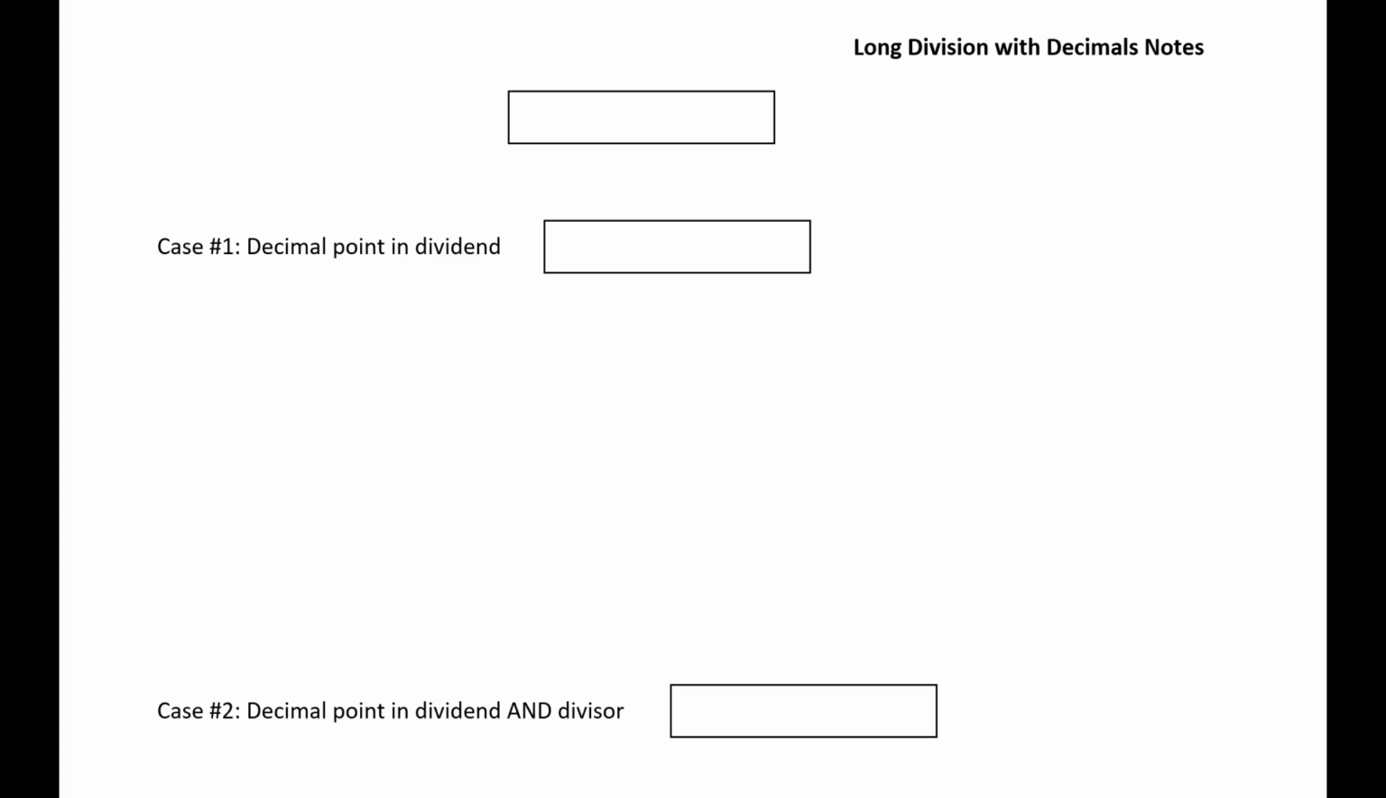So we're going to use the same division problem that we worked previously, 7,644 divided by 39, which we would write with our long division symbol like this, 7,644 divided by 39.